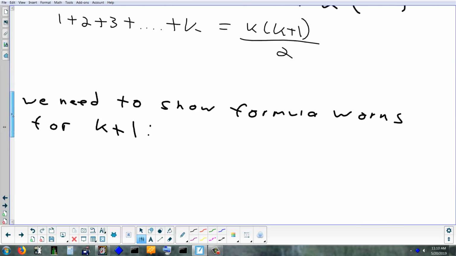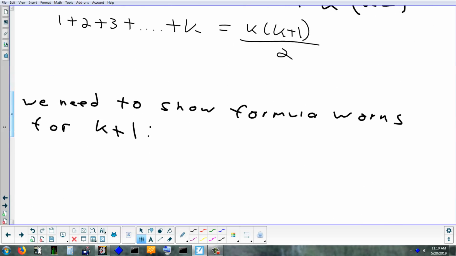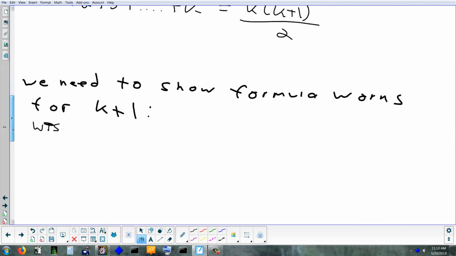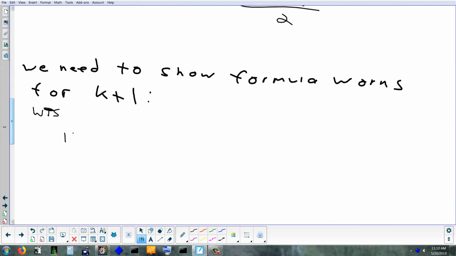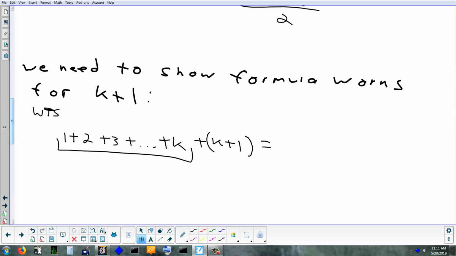All right, so now what we want to show. Sometimes I write we need to show, sometimes you'll see me write this, like WTS, I want to show that the formula works for k plus 1. Okay, so this is what we want to show. 1 plus 2 plus 3 plus up to k, which I'm good up to there. I know I've got a formula that works to k. I want to prove that if I put the next term in, it would also work.